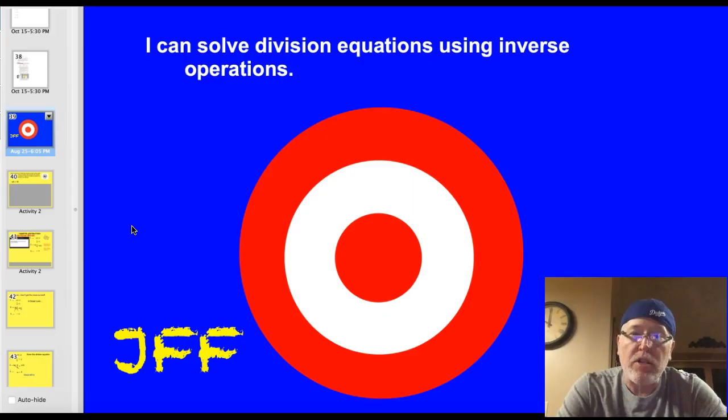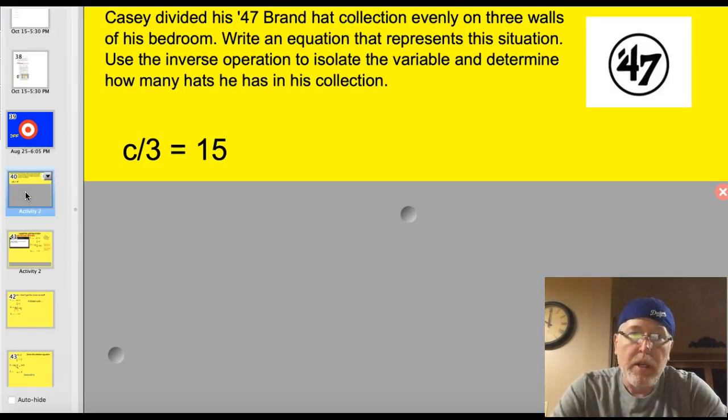Officially, our target is: I can solve division equations using inverse operations. Let's dive into a word problem right away. This is about my son Casey. Casey divided his 47 brand hat collection evenly on 3 walls of his bedroom. Write an equation that represents this situation. Use the inverse operation to isolate the variable and determine how many hats he has in his collection.